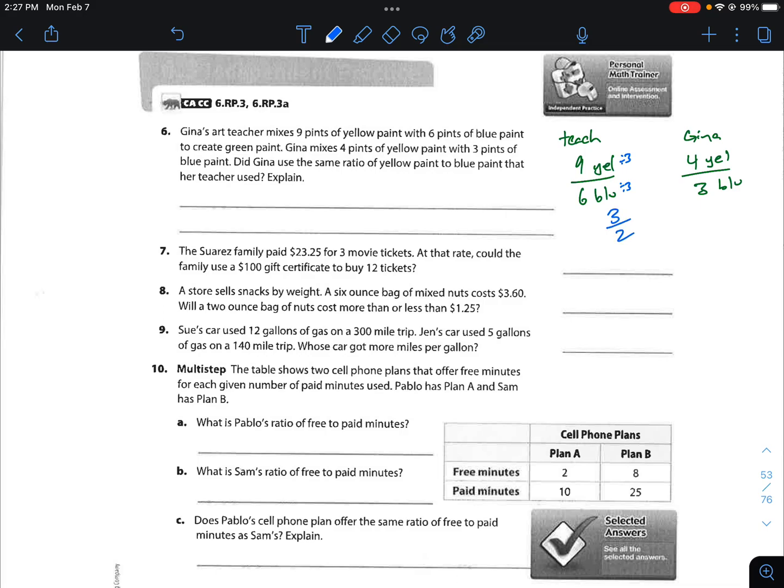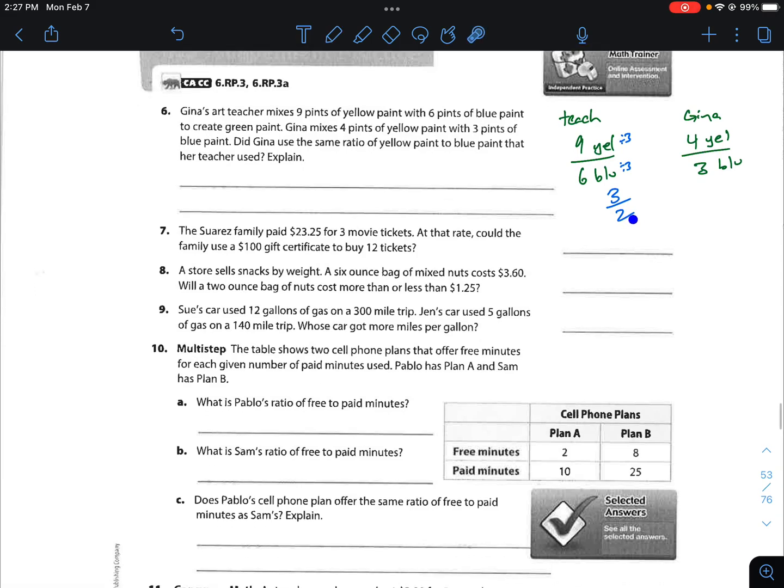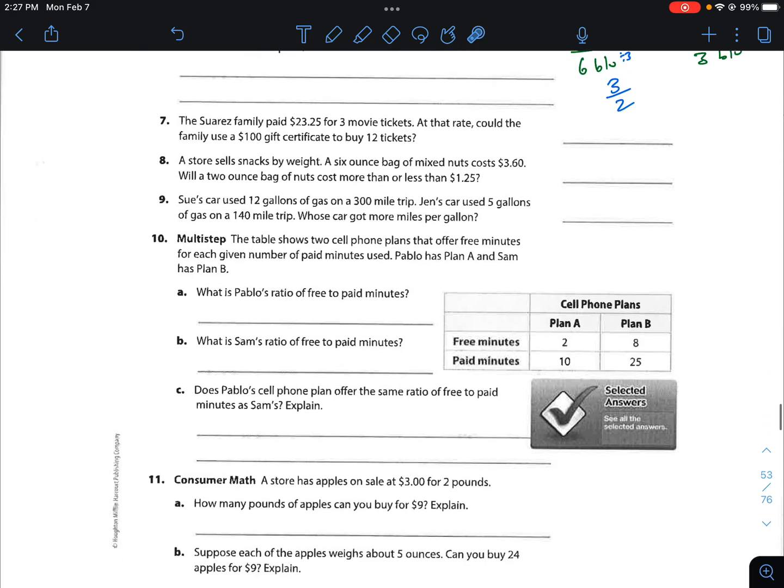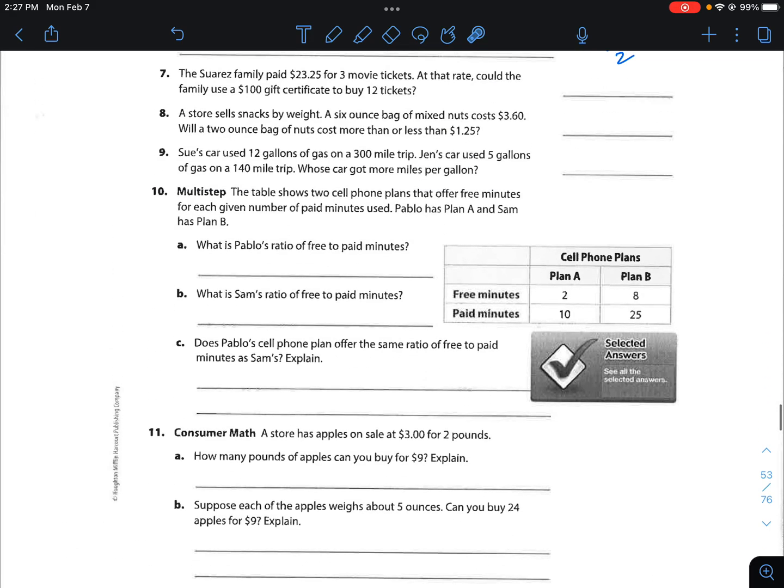So teacher used 3 pints of yellow paint for 2 pints of blue paint. So 3 to 2 is the ratio. Does 4 to 3 simplify to 3 to 2? No, it does not. So let's go down a little bit more.